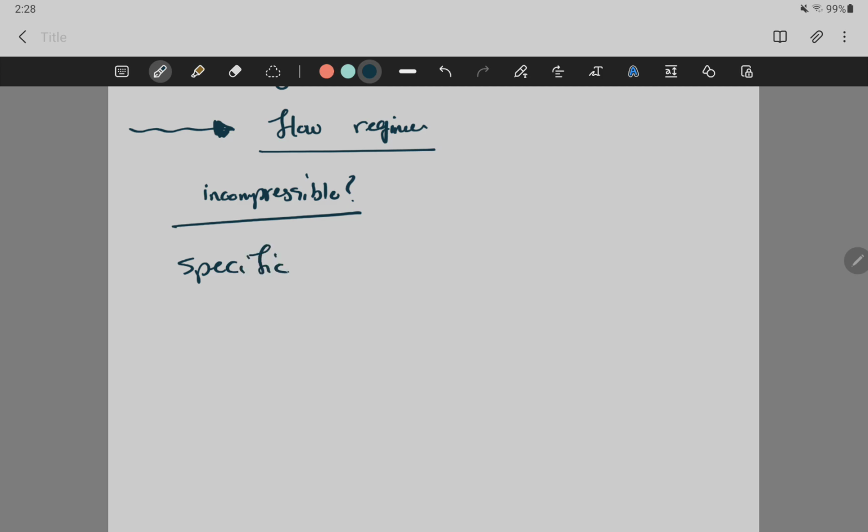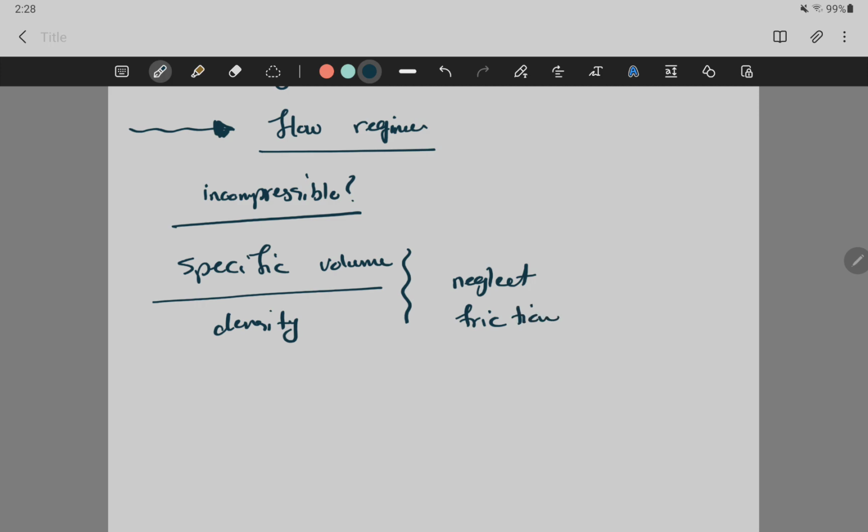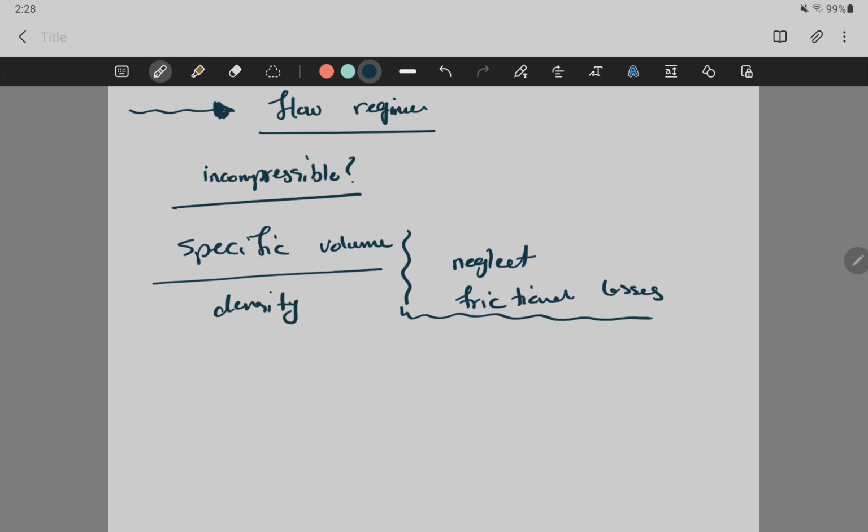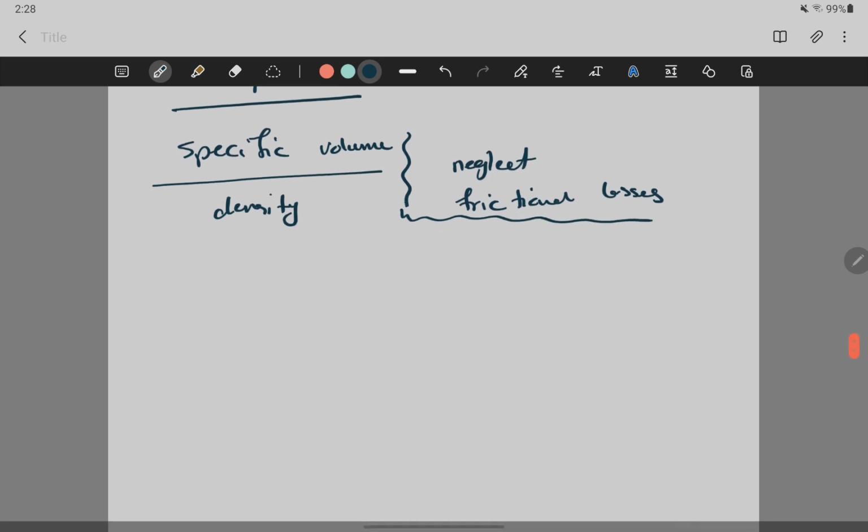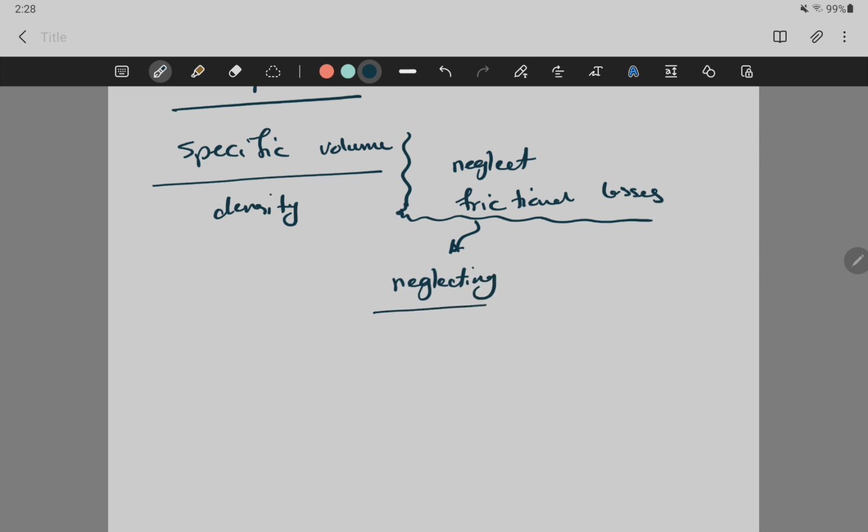We usually talk about this in terms of density, right? So density remains unchanged. And we usually neglect frictional losses, right? Specifically when you are neglecting frictional losses and a lot of other types of losses, meaning that you are neglecting viscosity specifically, we are dealing with another type of flow which is called inviscid flow.